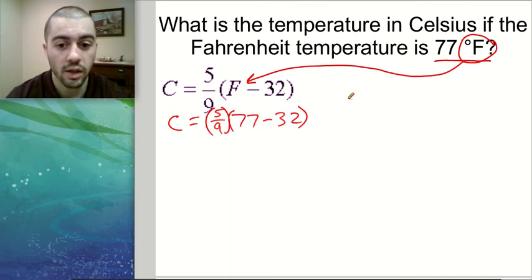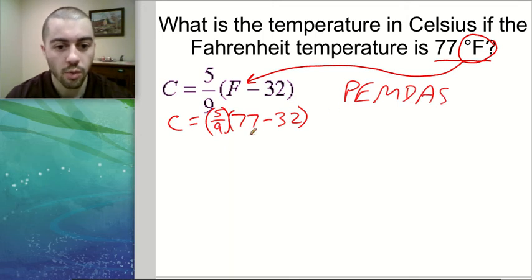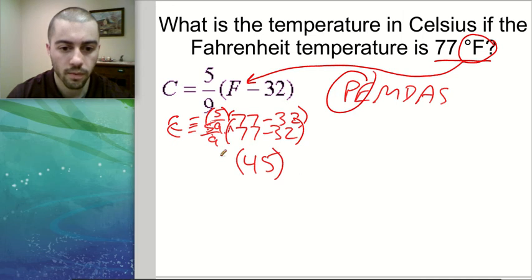So again, the key to this formula, and to any formula really, is following order of operations. So we have PEMDAS here. We need to follow order of operations. As we do this, the first thing we need to do is parentheses. So the first thing we're going to do is solve the parentheses expression here, 77 minus 32. That would give us 45.